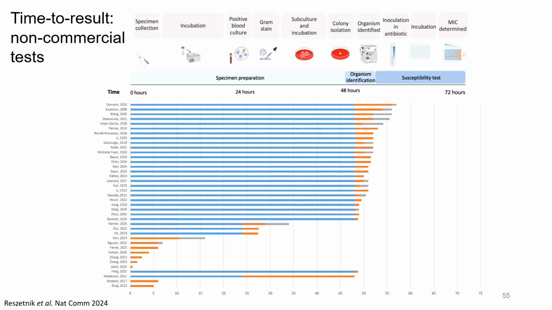So here is just a graphical representation of that time to result of all the non-commercial tests we had a look at in our review article. Many of them take still quite a long time, given that they haven't yet been able to implement their test with the clinical specimen. They're starting from pure colonies, but this would be sort of the phase 1 where they're trying to demonstrate the proof of concept. But at the bottom here, you see some very short bars showing very quick time to result, which is very exciting.